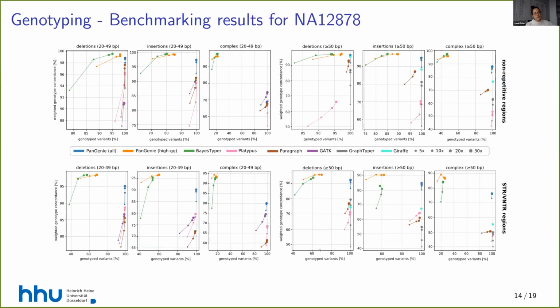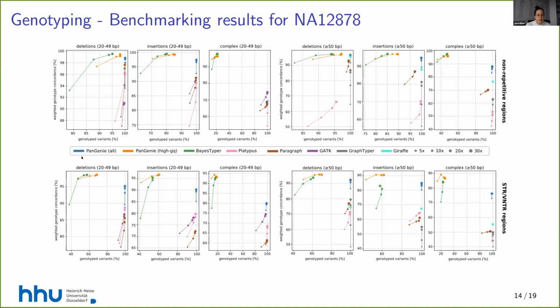This slide now shows results. And I know there's a lot of information here, so I'll try to slowly explain what these plots show. So first of all, each plot shows on the x-axis the amount of variants that a tool was able to genotype, and the y-axis shows the genotype concordance observed for the tool. This is what I've just explained. Each tool is presented in a different color here, and we ran the genotyping on different coverages as well. So we have 5x, 10x, 20x, and 30x of coverage represented here by the different dots.